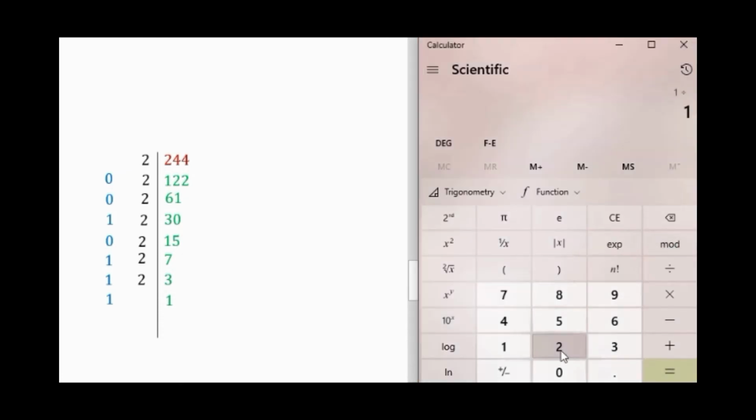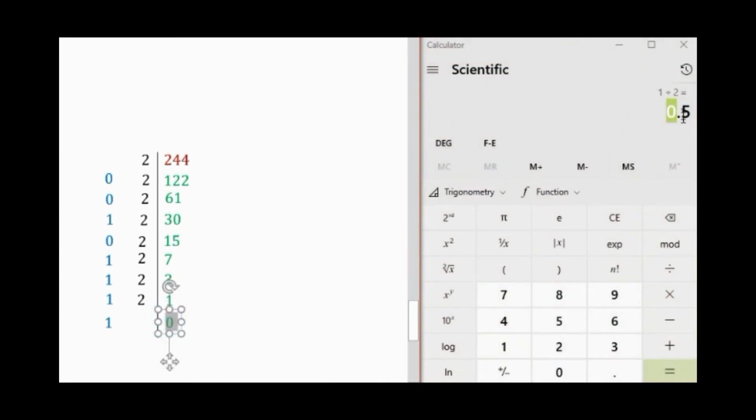Divide 1 by 2, repeated division by 2. The result is 0.5. We take just the whole number, the integer part. We write here 0. And because the fraction part is there, we write here 1 as a remainder. Now, because we obtained 0 here, we stop at this point, and this is our binary number.